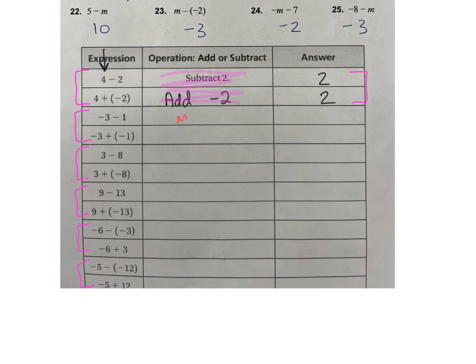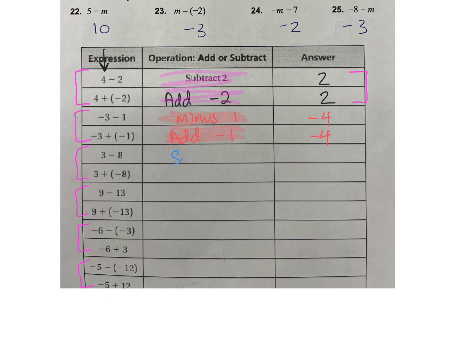Negative 3 minus 1, minus a positive 1. Subtract a positive 1. You've lost $3, you lose another, okay? So guess what? We already know that this is the answer to this next one. Negative 3 adding negative 1. Guys, these 2 are the same as each other, okay?